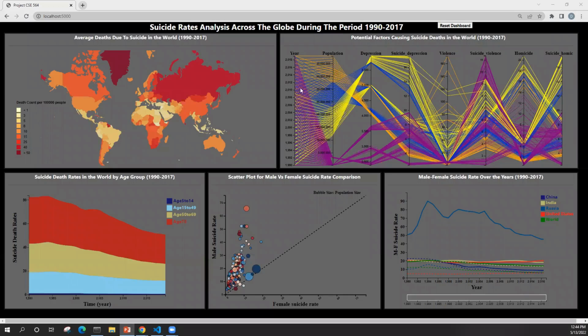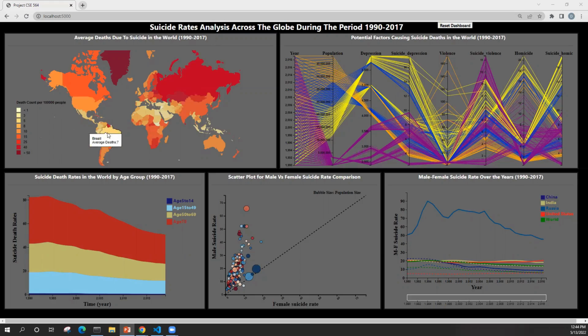So this is the main dashboard that we have. First is the choropleth map. This map is for the whole world, and here we can hover over each country to see the average deaths over the period of 27 years, that is from 1990 to 2017. If I hover over Russia, the average deaths there due to suicide is 36, whereas for United States, it's 12.